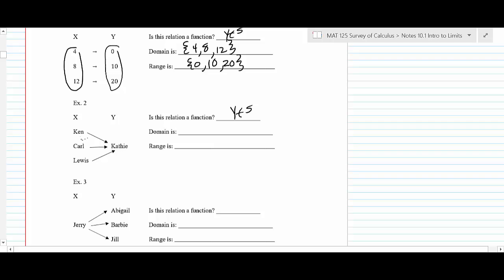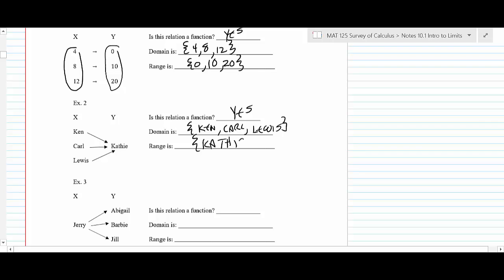The question is, does everything in x go to one thing in y? That is definitely a function. What's the domain? It's just the people in the set x. That would be Ken, Carl, and Lewis. Okay, what's the range? It's just one person. That's Kathy. So that is a function.